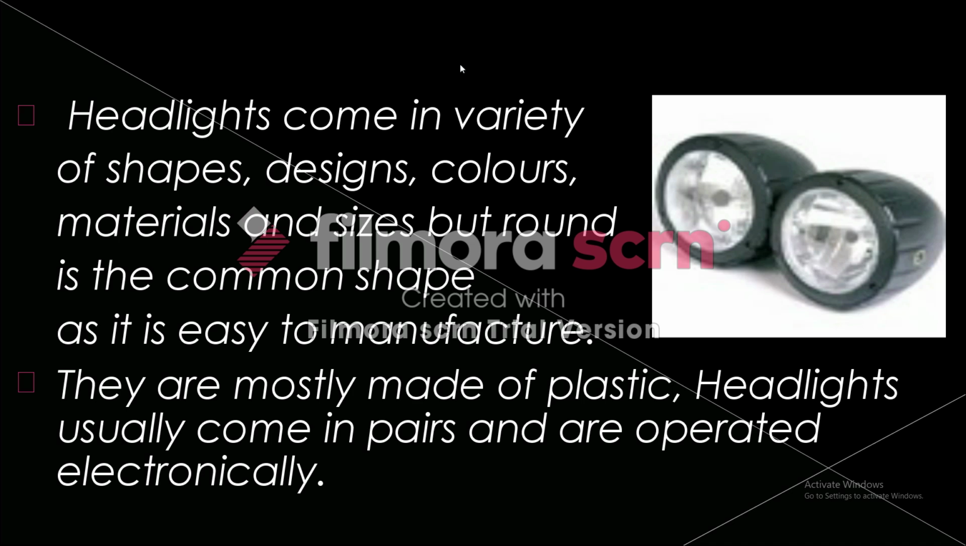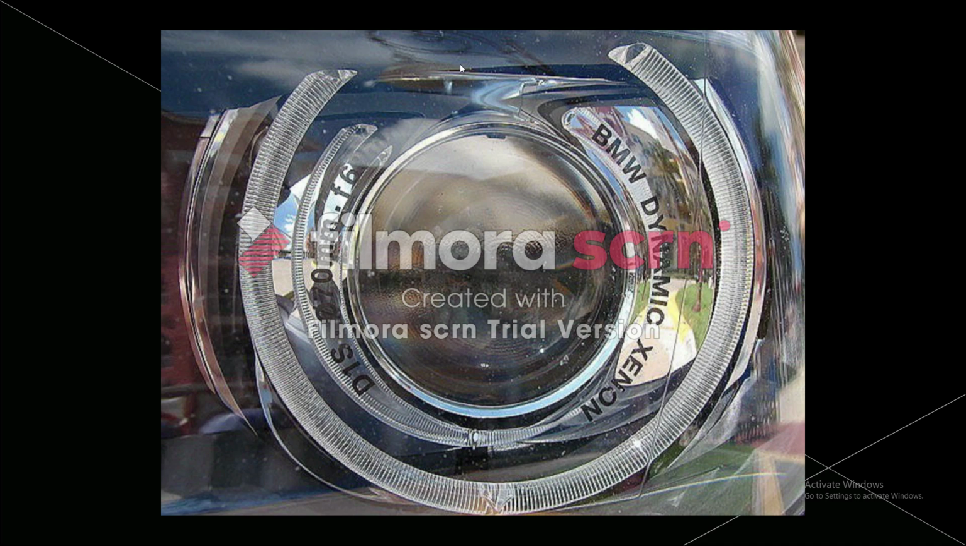Headlights come in a variety of shapes, designs, colors, materials, and sizes, but round is the most common shape as it is easy to manufacture. They are mostly made of plastic. Headlights usually come in a pair and are operated electrically. This is how projector headlamps look.